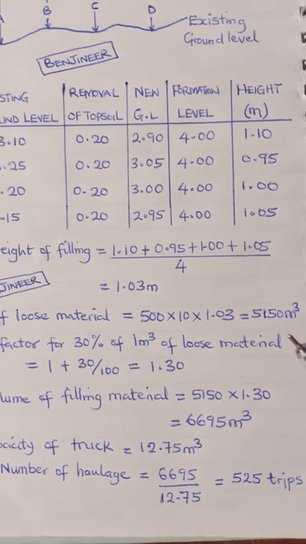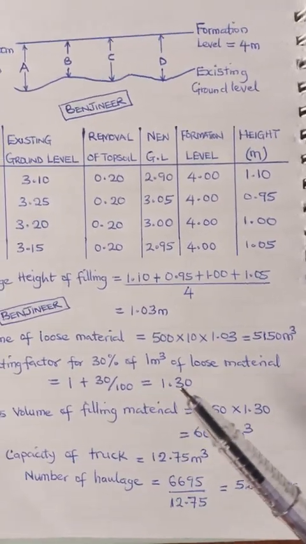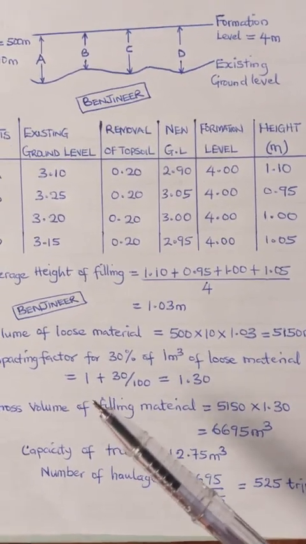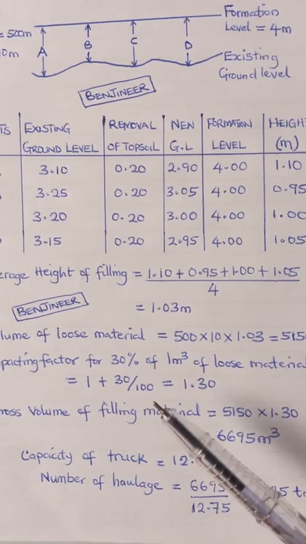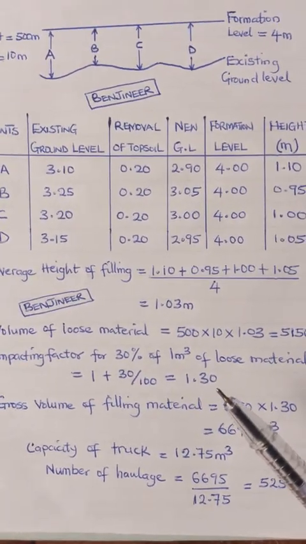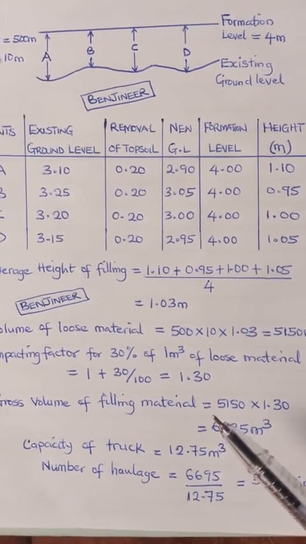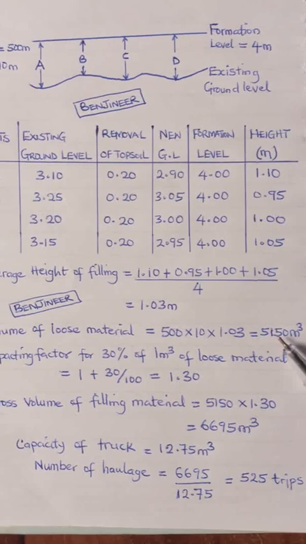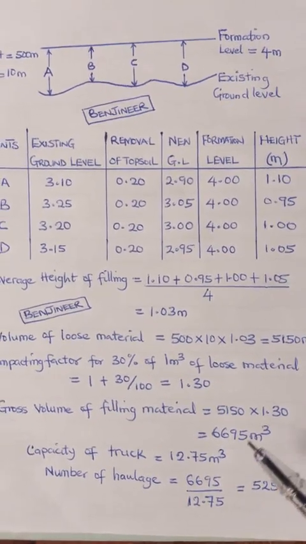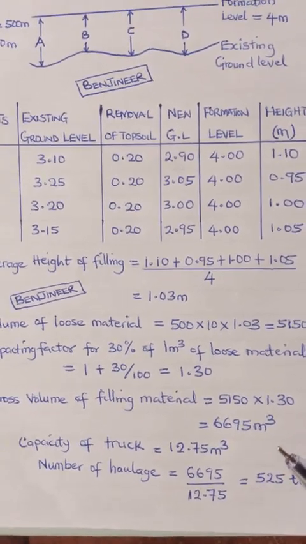5,150 cubic meters. All right, so the compacting factor for 30% of 1 cubic meter of loose material becomes equal to 1 plus 30 divided by 100. That gives us 1.30. So the gross volume of filling material becomes the volume of loose material multiplied by the compacting factor. When we do that, we have 6,695 cubic meters.